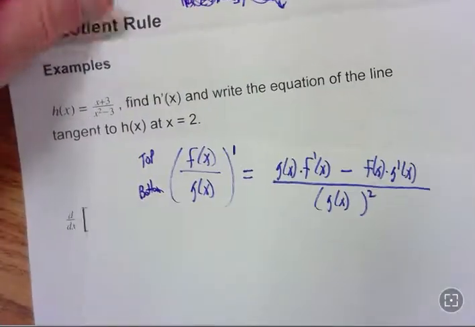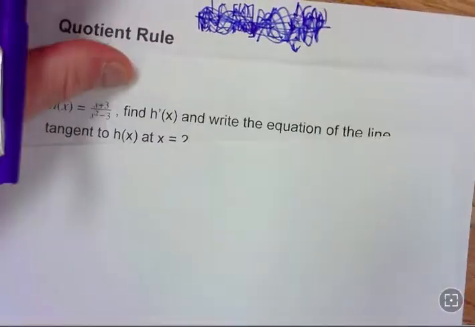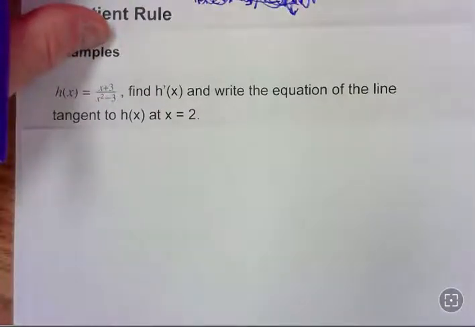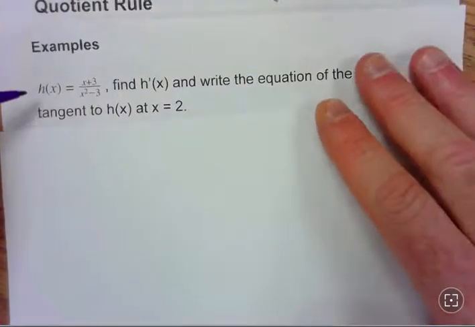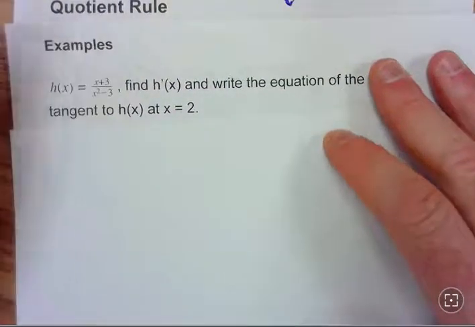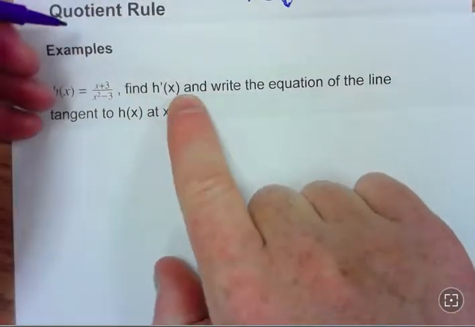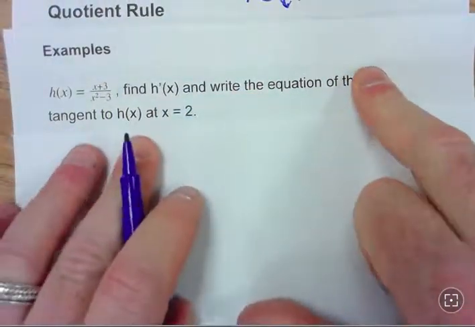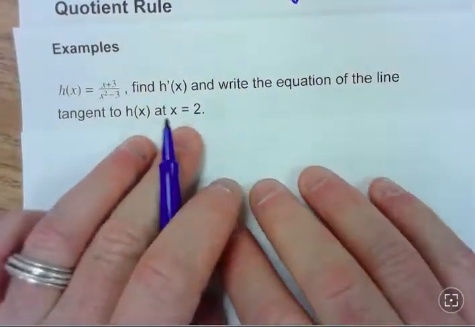All right, let's look at a couple examples then. We'll do kind of like we did with the product rule. Let's say this is our function. So we have some function h, x plus 3 over x squared minus 3. Find h prime, and then write the equation of the line tangent to h at x equals 2.